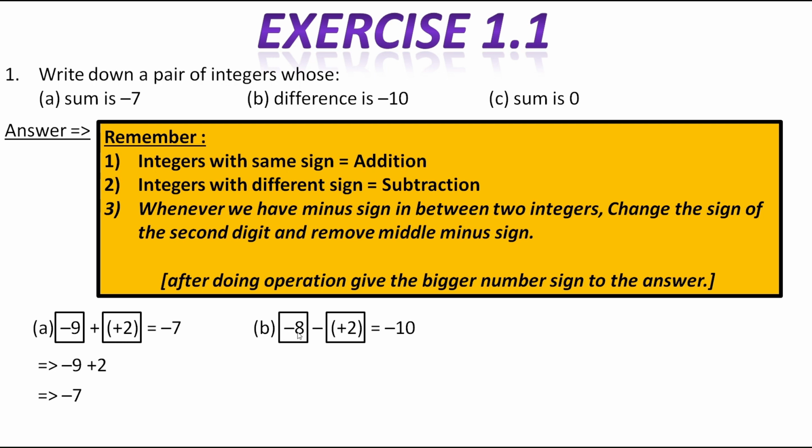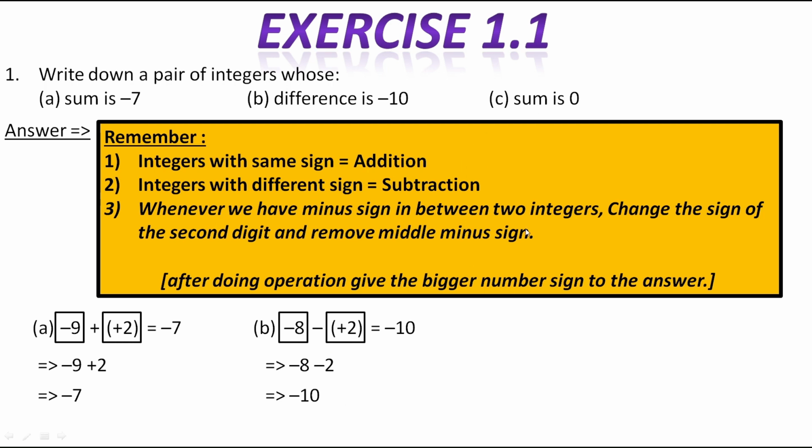As we need to add 8 and 2 so that we get 10, I took this 2 with a plus sign, because of the middle minus sign, the sign of the second digit is going to be changed. So minus 8 will remain as it is, but this 2 became minus 2. Now as per the rule, both numbers have the same sign, so we have to add them. 8 plus 2 is 10 with a minus sign, because the bigger number has the minus sign.